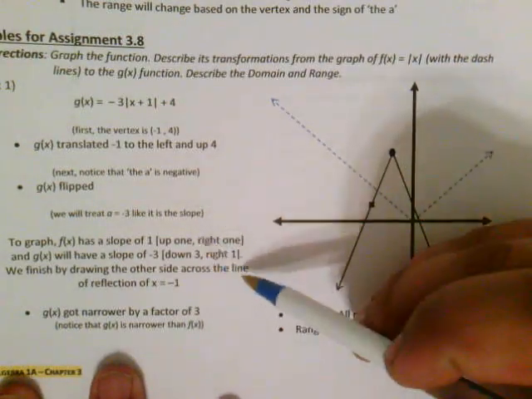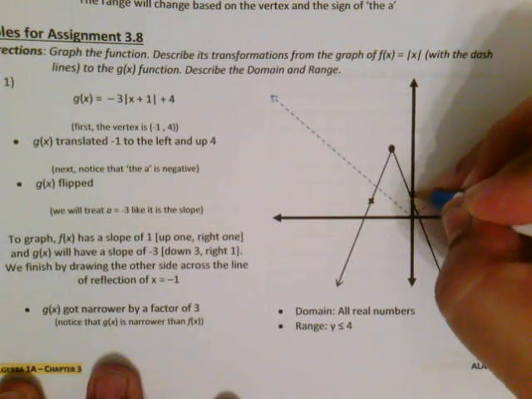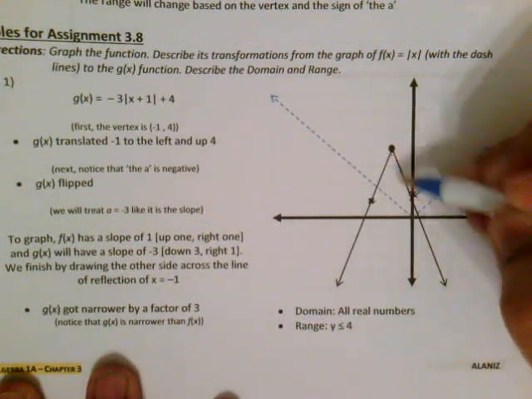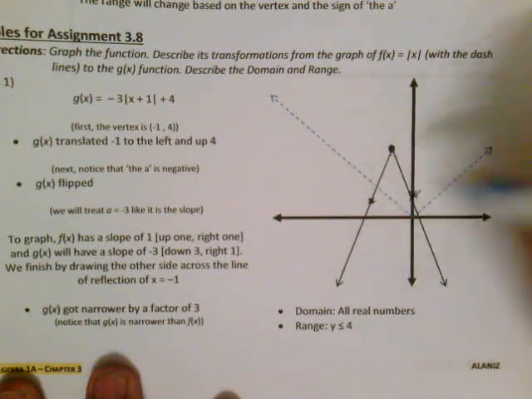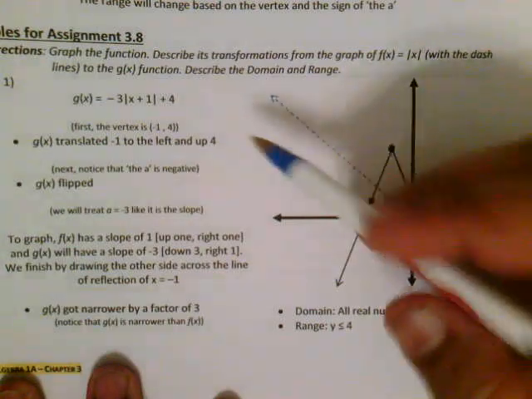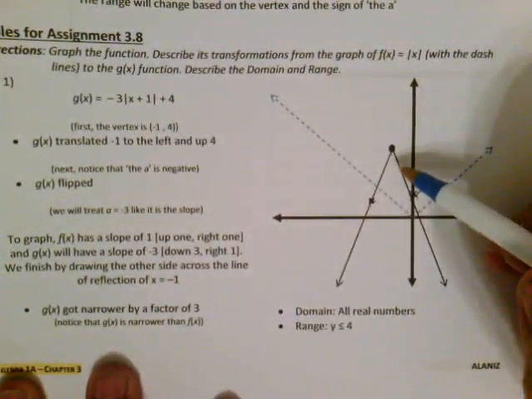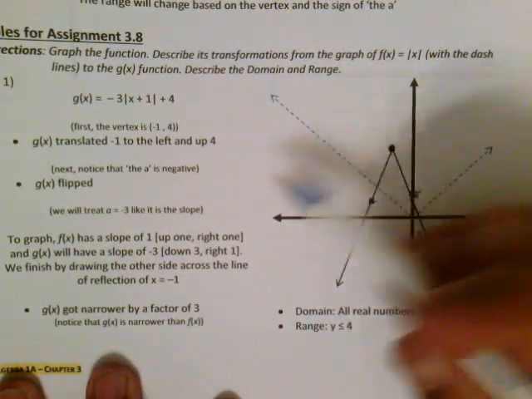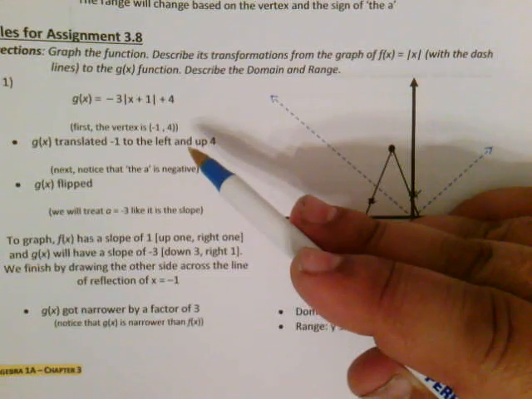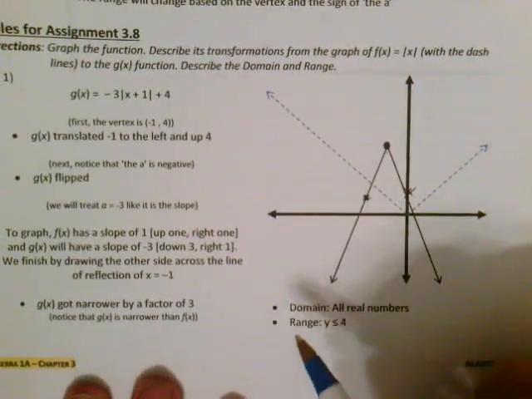Now, the other part is, we finish because if that's one of them, the other spot is on the other side. I have my vertex, I have my two dots, I have my V shape, and that's what happened. Now, this line is my graph. I needed to understand the three things that were happening to my graph. I noticed it moved up and down, left and right. I noticed it flipped. And I noticed it got thinner. It got narrower by a factor of 3.